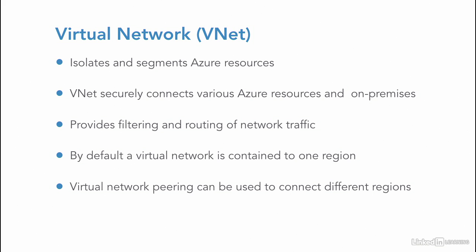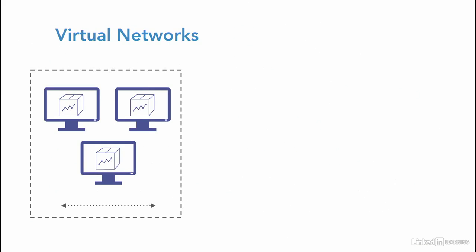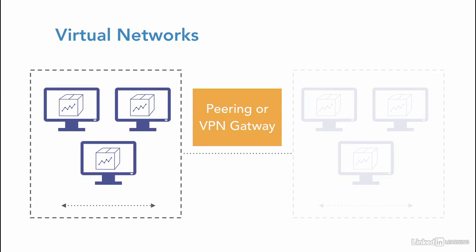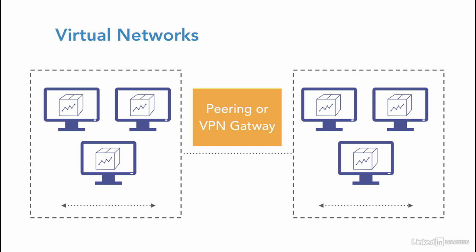Let's go ahead and take a look at a virtual network. In our example here, we have our virtual networks. And as you can see, the resources, which just happen to be virtual machines in these examples, can all communicate with each other. If we'd like to connect these two networks, we either have to use peering or a VPN gateway. Without this connection, these two networks will not talk to each other.